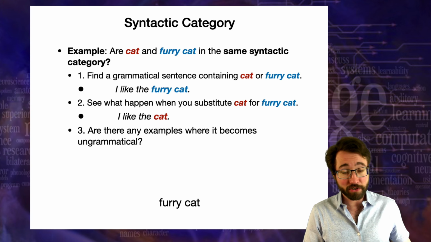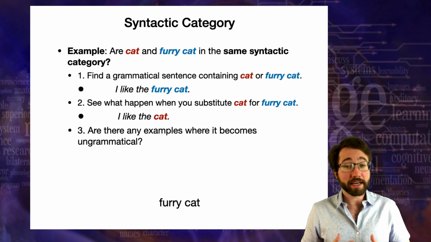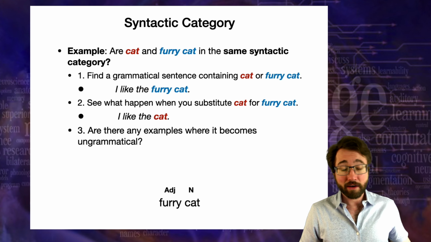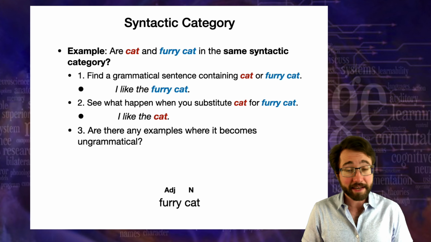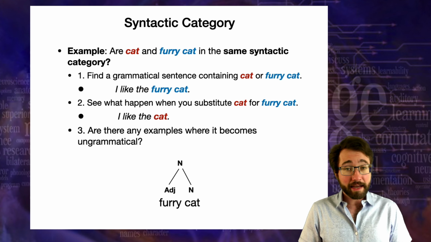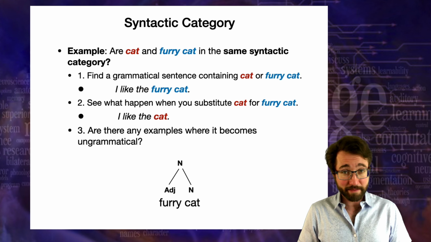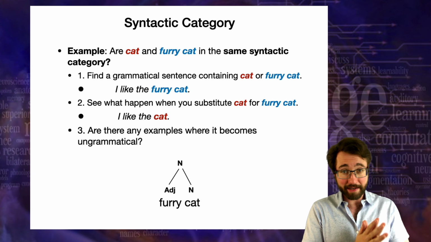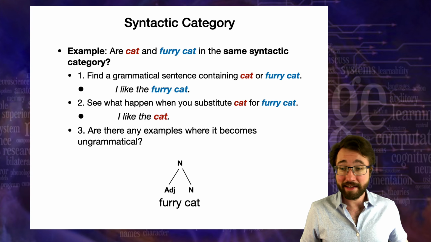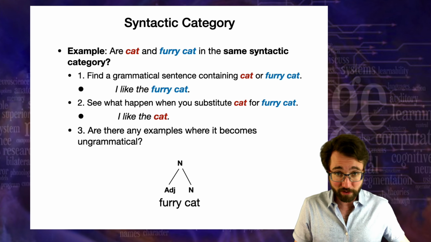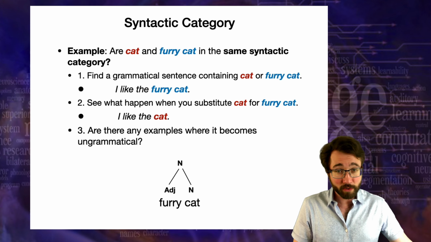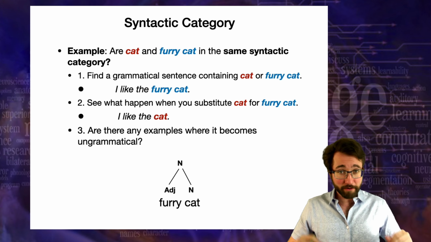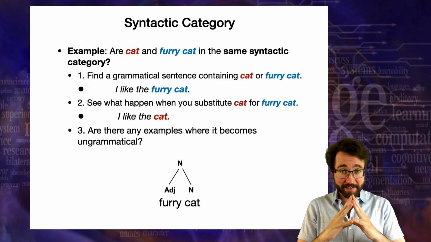In fact, you would draw the structure of it like this. We have furry and then cat. Well, furry is an adjective, and cat is a noun. And together, furry cat is in the same category as cat, so that would also be a noun. So what we have here is actually a noun which consists of an adjective followed by a noun. Really interesting, huh? So this is what we call a recursive rule. This is a noun which contains inside of it another noun. Furry cat is a noun, and inside of that is the noun cat.